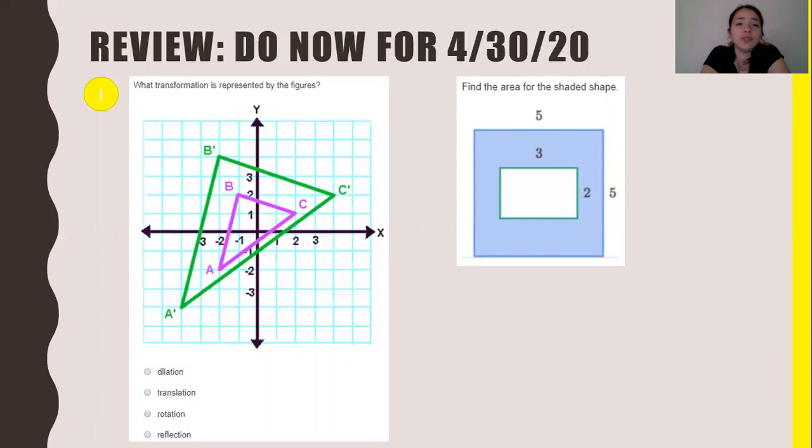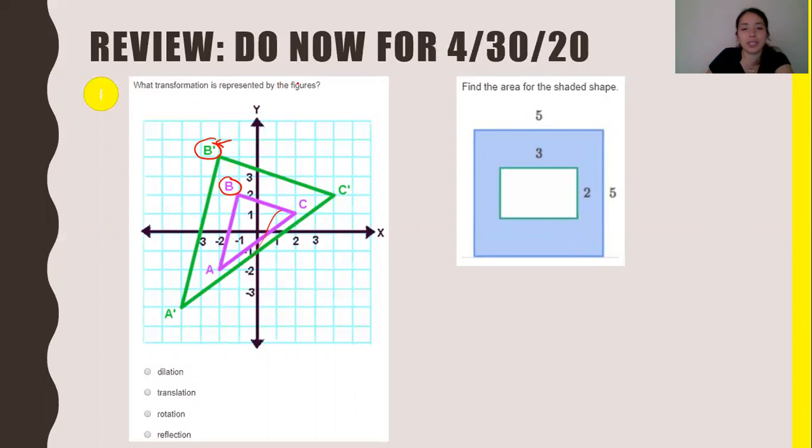For the do now, what transformation is represented by the figure? Remember that the ones that don't have the little apostrophe next to the letter are the originals. Look at, for example, B. This one does not have an apostrophe, but this one does. Let me show you. This B, and look at this B. This one has an apostrophe, meaning that the one without the apostrophe is the original. And so the purple figure became the green one.